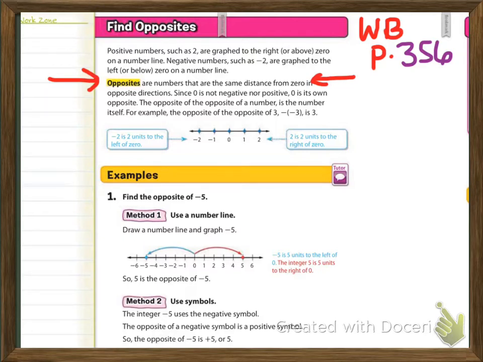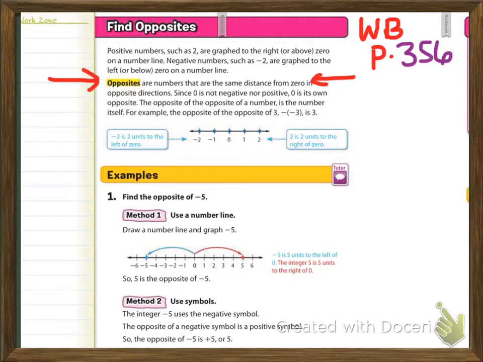Okay, so finding opposites, we're on page 356. We've actually practiced finding opposites in class, and we've said you could talk about opposites being on the opposite side of the number line. Think of 0 as your gatekeeper, and it separates the positives from the negatives. The negatives are to the left side of 0, the positive integers are to the right side of 0.